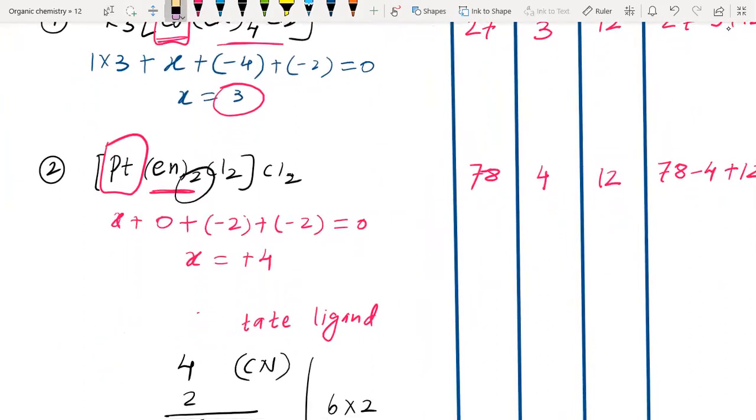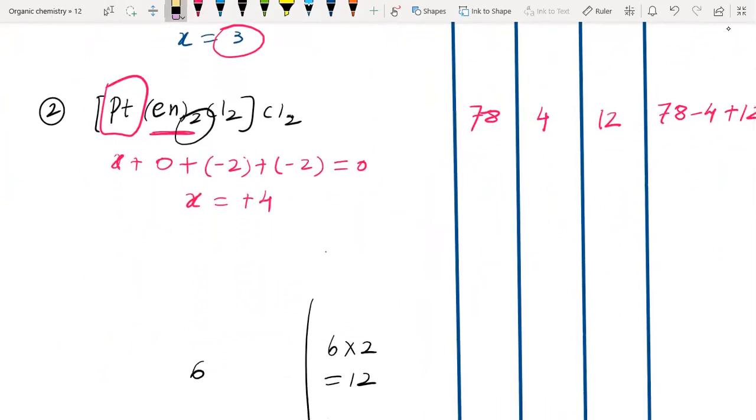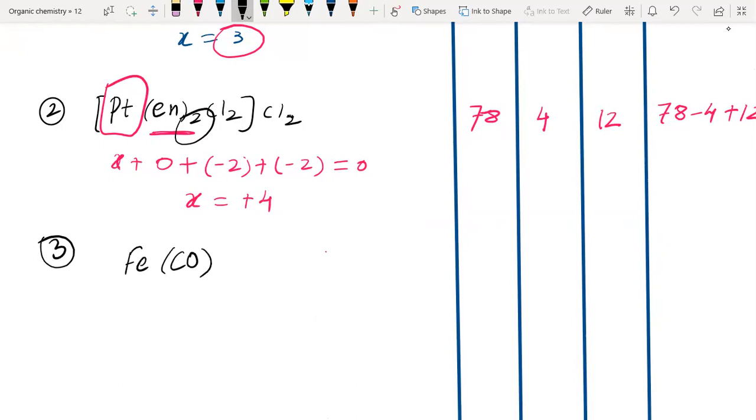Similarly, we'll go for some more examples to understand how we calculate the EAN value. So the next example we are going to see is Fe(CO)5, which is pentacarbonyl iron. Now we'll see what the oxidation number is here. For Fe we'll consider x, and carbonyl is 0, equals 0. So the oxidation number we are getting is 0.